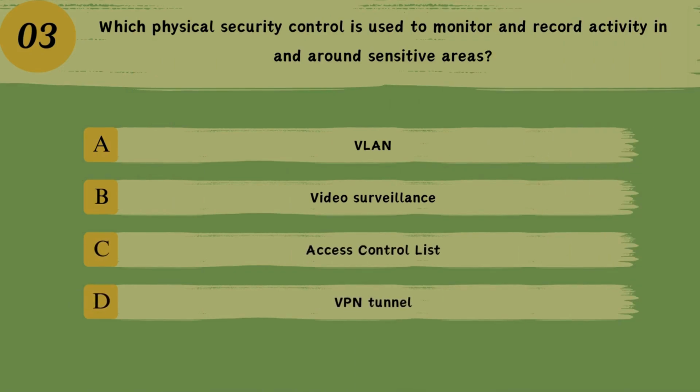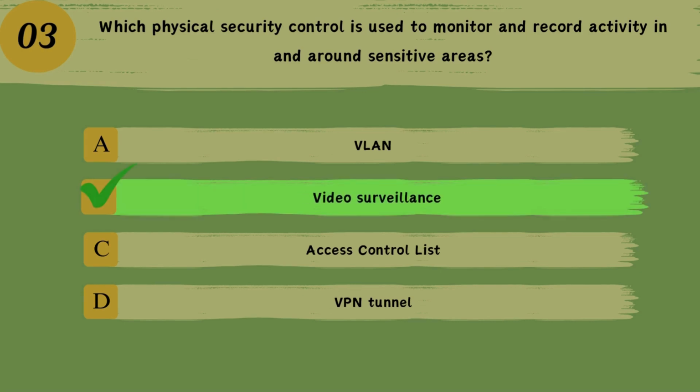Question 3. Which physical security control is used to monitor and record activity in and around sensitive areas? A. WLAN. B. Video surveillance. C. Access control list. D. VPN tunnel.